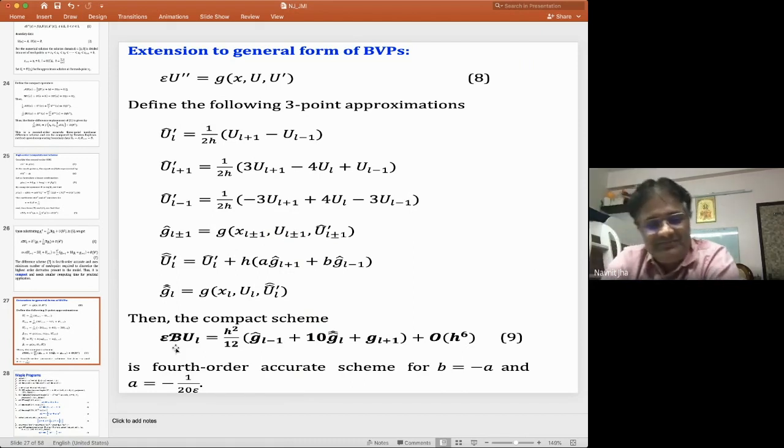So this is giving us a fourth order scheme for the values of a and b specified here, for the singularly perturbed second order equation. Now, how to derive it?